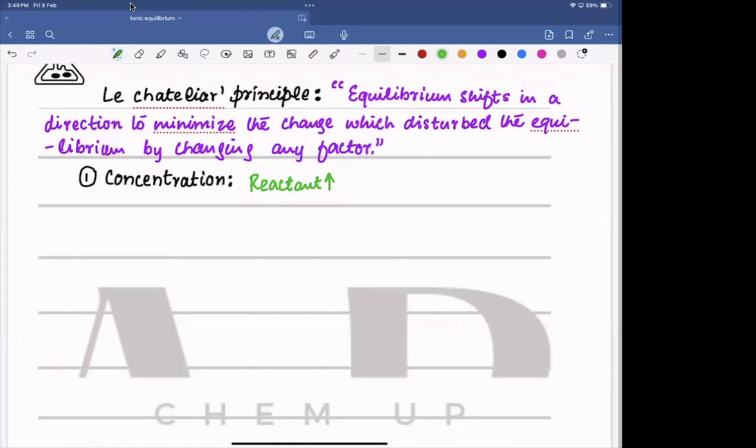Product side, obviously, because we have added some more amount of reactant in it. To minimize this change or to remove the excess reactant, equilibrium shifts to the right, and as a result more product will form, and it will happen until the equilibrium is restored again. Is this understandable to all of you? Yes, sir. If any one of you has any confusion in this, please ask. No, sir. Okay.